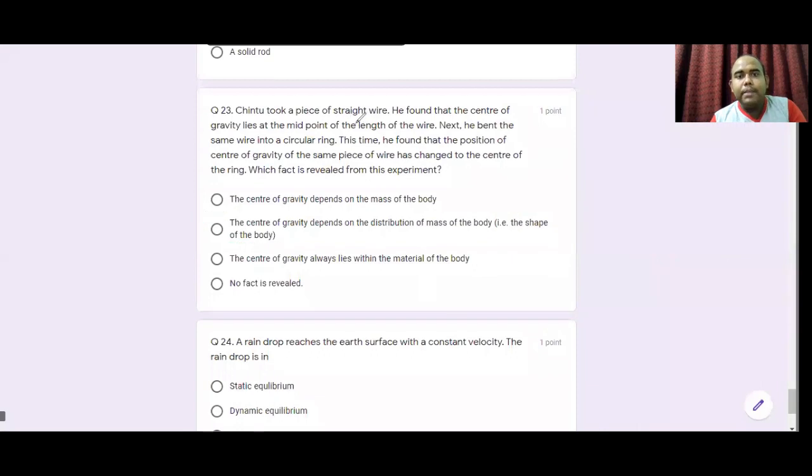Chintu took a piece of straight wire. He found that the center of gravity lies at the midpoint of the length of the wire. ठीक है, उसने एक straight wire लिया और उस तार के midpoint पर उसका center of gravity lie कर रहा है. ठीक है, obviously एक यूनिफॉर्म तार होगा तो उसका सेंटर ऑफ ग्रेविटी मिड पॉइंट पे ही लाई करेगा.